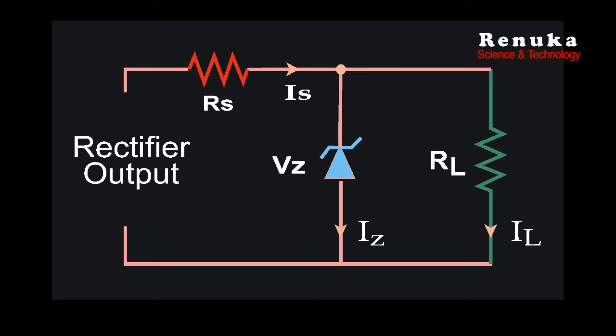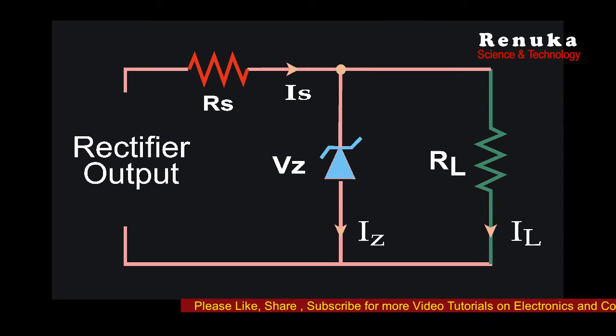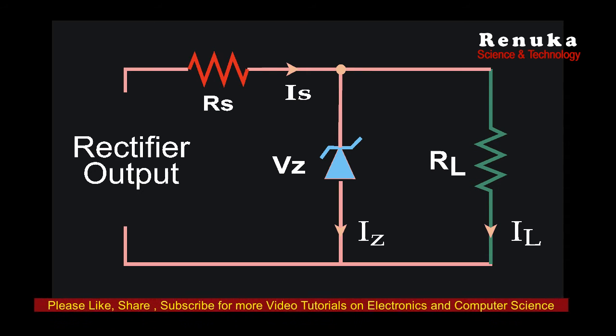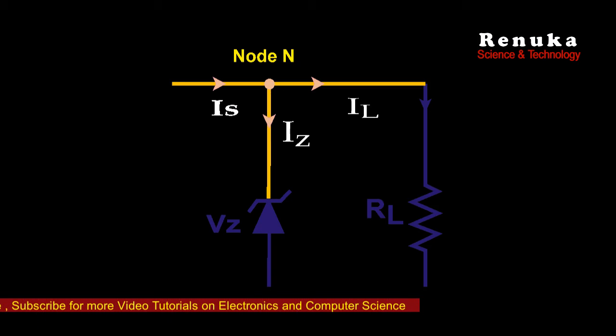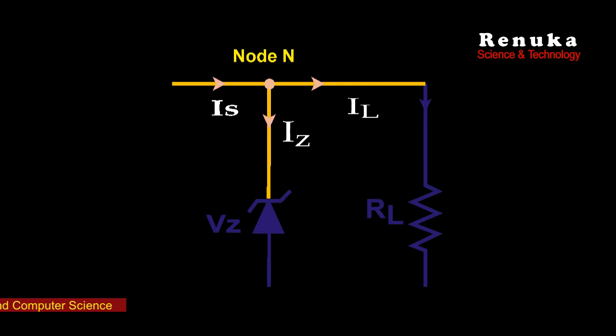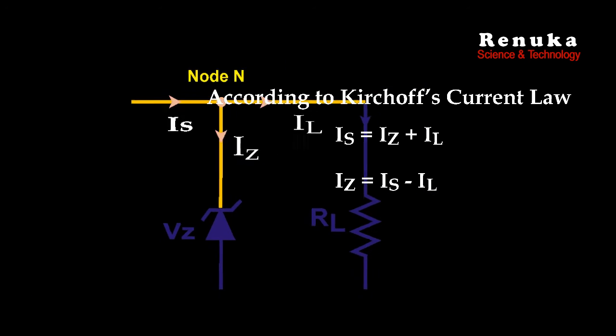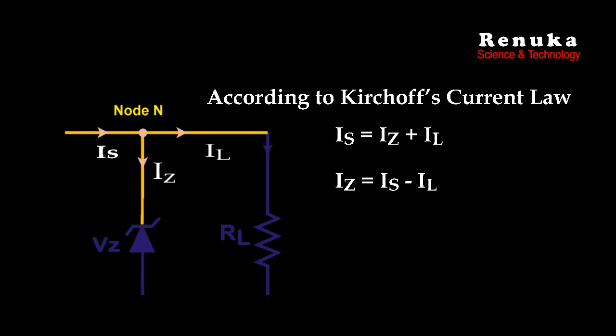As RL and Zener are connected in parallel, the voltage across the Zener and the voltage across the load resistance will be the same and it will be constant. Here we are neglecting the very small Zener resistance for simplicity. Now the point where resistance Rs and Zener are connected creates a node. If you consider Kirchhoff's current law at the node, the current equation will be: Is equal to Iz plus IL, or simplified, Iz equal to Is minus IL.